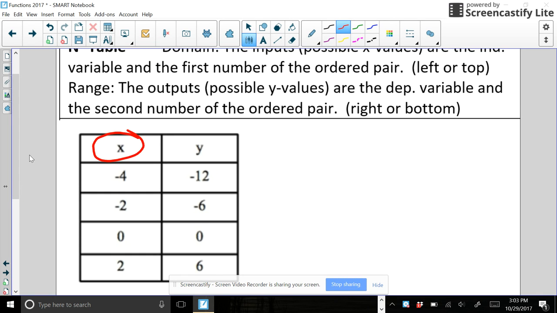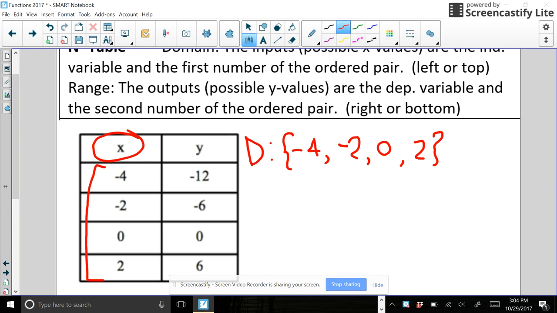We're going to write D for domain. We're going to use set notation, so we're going to use the curly brackets. And we're going to simply list all of the items of the domain. We're going to put them in order from least to greatest, and we're not going to write repeats. So we have -4, comma, -2, comma, 0, comma, and 2. And we're going to close our curly brackets. So that is our set, our domain.